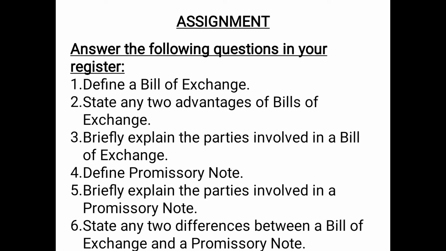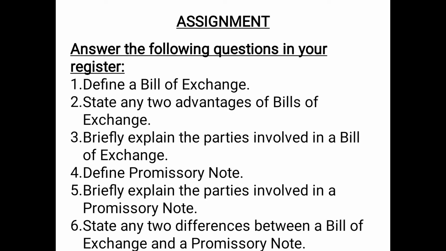Question number 3, you have to briefly explain the parties involved in a bill of exchange. As we have already discussed, there are 3 parties in the bill of exchange. Number 1 is the drawer, who basically makes the bill of exchange. He puts his sign. Second party is the drawee, on whom the bill is drawn, who is liable to pay the bill amount. And number 3 is the payee. Payee is the person who receives the payment, and basically the payee is the holder of the bill.